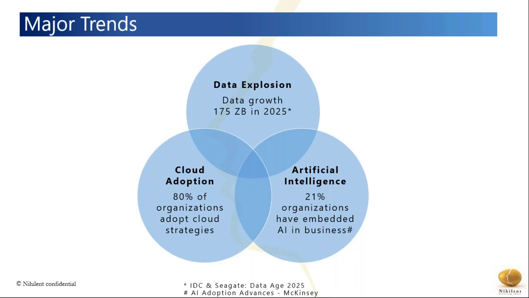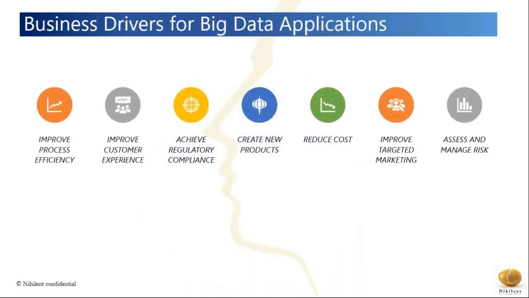The second trend is the rapid adoption of cloud across all organizations. People were very skeptical a couple of years back, but today a lot of organizations are on cloud already. The third is the rapid improvements happening in artificial intelligence, and therefore business is adopting artificial intelligence very quickly. These trends, the data explosion, the adoption of cloud, and artificial intelligence, are all enabling organizations to create new business models and to enhance the existing ones.